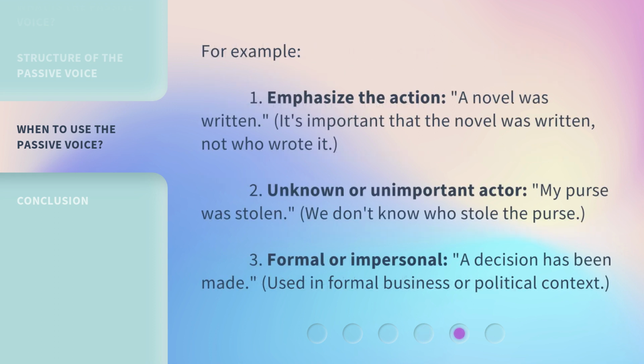For example, 1. Emphasize the action. A novel was written. It's important that the novel was written, not who wrote it. 2. Unknown or unimportant actor. My purse was stolen. We don't know who stole the purse. 3. Formal or impersonal. A decision has been made. Used in formal business or political context.